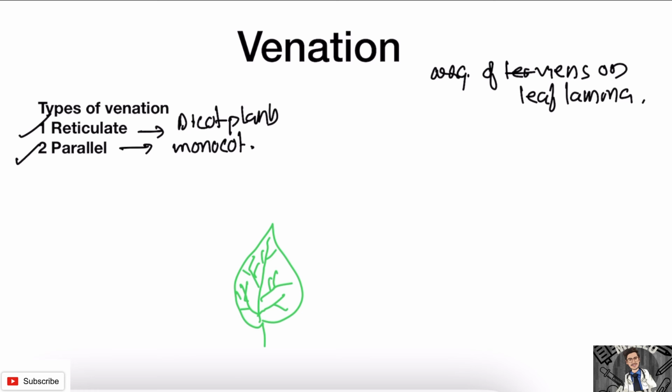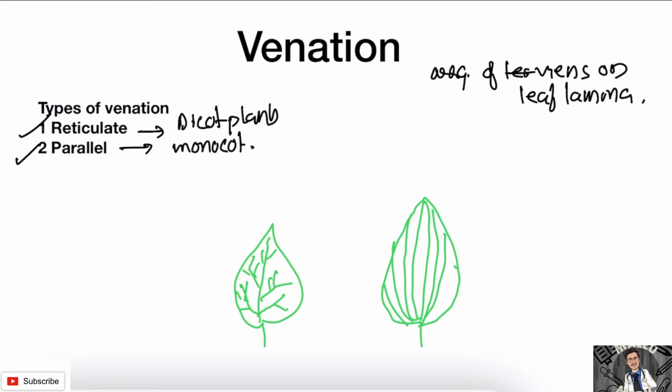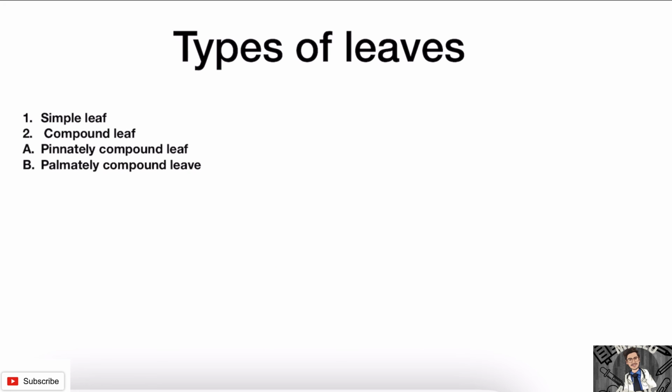On the other hand, I'll draw another leaf. What happens in parallel venation with monocot plants is that the veins are parallel to one another. So that completes the division of venation. Now it's time for us to understand the types of leaves. So we have simple leaf and compound leaf.